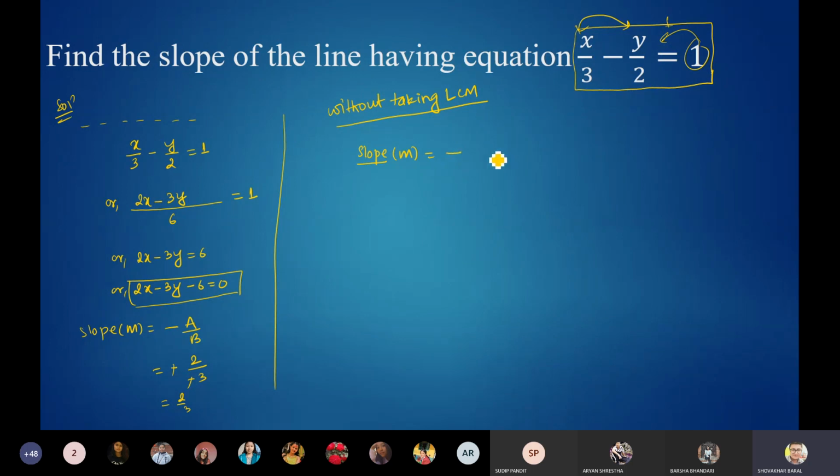So slope m is equals to minus coefficient of x divided by coefficient of y. So it will be minus, coefficient of x is 1 by 3, and the coefficient of y is minus 1 by 2, and minus will be cancelled. So 1 by 3 and 1 by 2, this is the division of a fraction. So what you need to do is reciprocal the terms. So it will be 1 by 3 times 2 by 1, which is equals to 2 by 3. This 2 will be directly multiplied with 1 and 1 will be multiplied by 3. You can think in that way also.